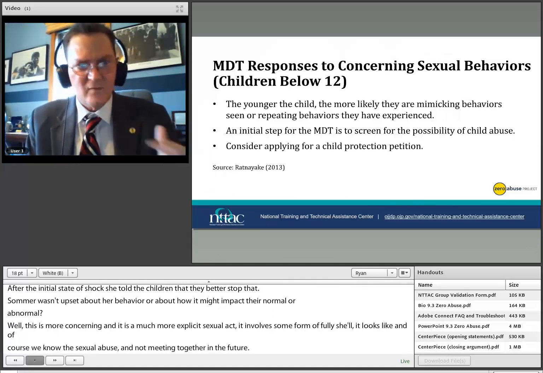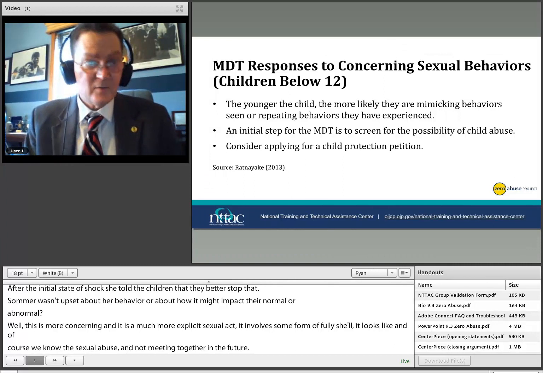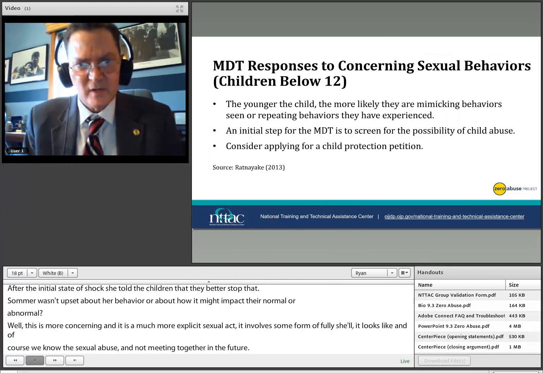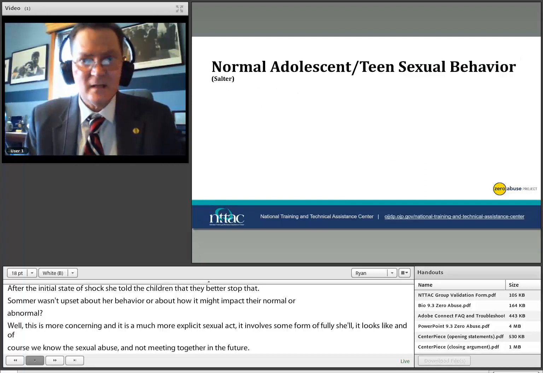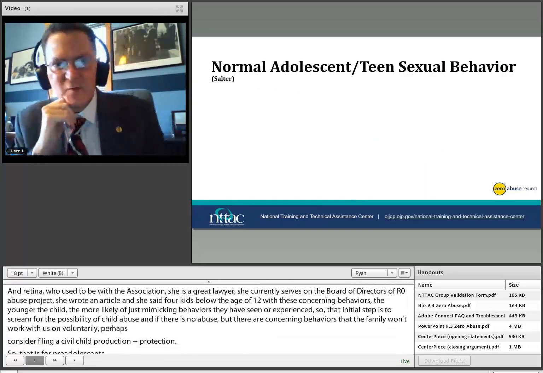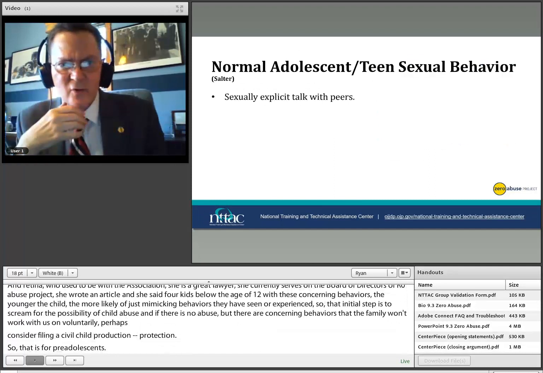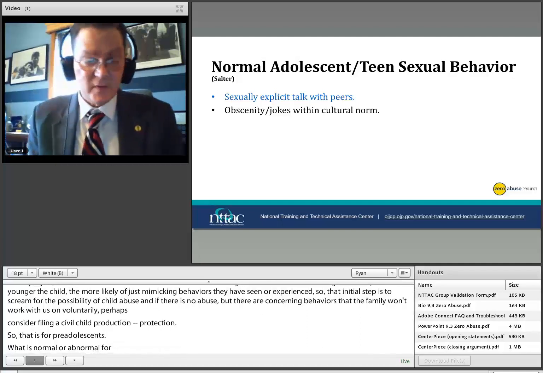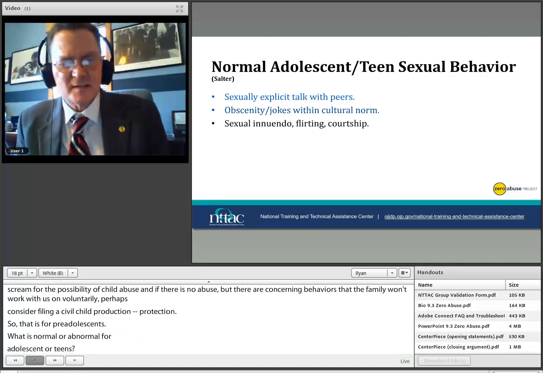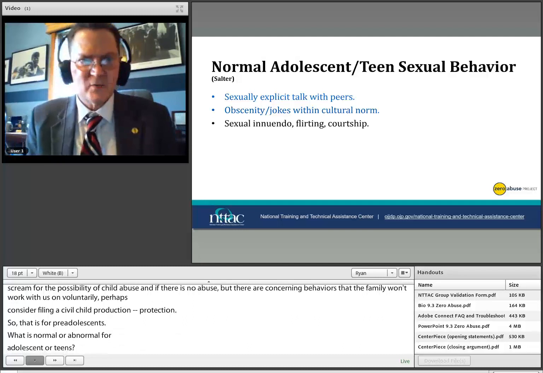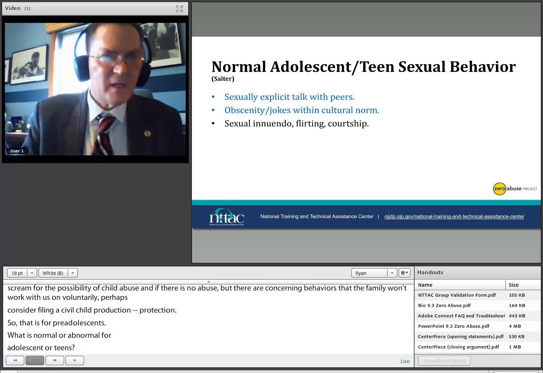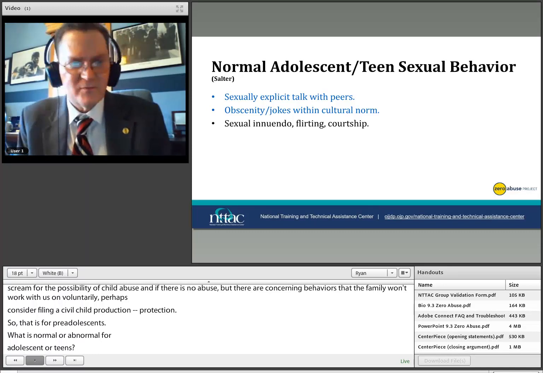Ann Ratnick, who used to be with the National District Attorneys Association, is a great lawyer. She currently serves on the board of directors of our Zero Abuse Project. She wrote an article for the NDAA, and she said for kids below the age of 12 with these concerning behaviors, the younger the child, the more likely they're just mimicking behaviors they've seen or experienced. So an initial step for the MDT is to screen for the possibility of child abuse. And if there is no abuse, but there are concerning behaviors that the family won't work with us on voluntarily, then perhaps consider filing a civil child protection petition. So that's for pre-adolescents. What's normal or abnormal for adolescents or teens?